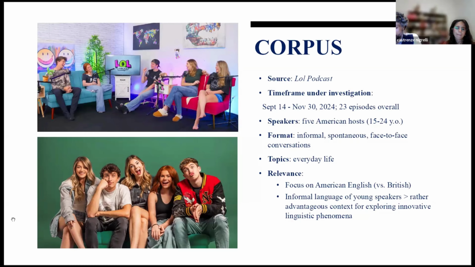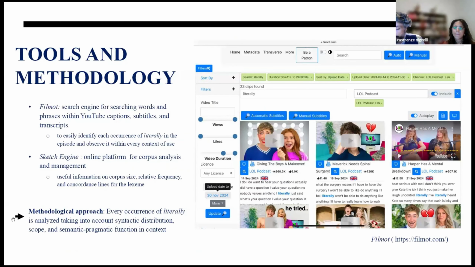In order to search, manage, and analyze the textual data, we employed 2 digital tools that are Filmot and Sketch Engine. Every occurrence of literally was analyzed with respect to its syntactic distribution, its scope, and its semantic pragmatic function in context.